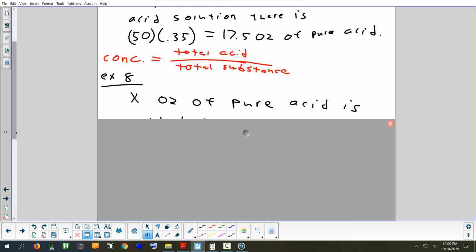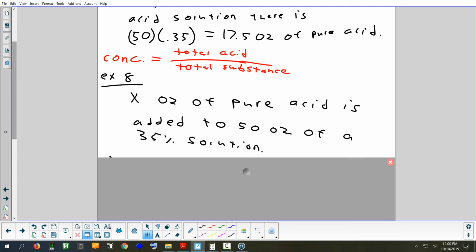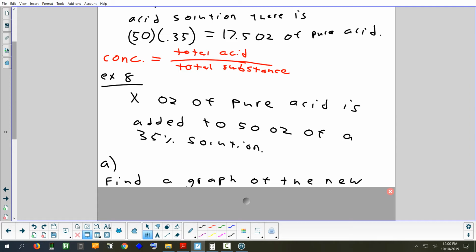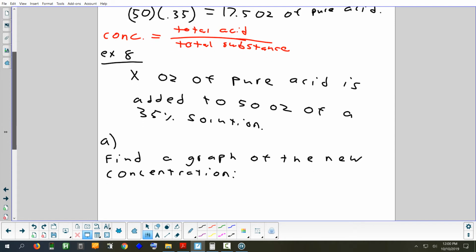So, last example says we have X ounces of pure acid. And we're going to add that to a 50 ounce solution that already has 35% acid in it. So what we're going to add into it is pure 100% acid chemical. Okay. I want to write an equation for the graph of the concentration. So total acid plus X over total substance.